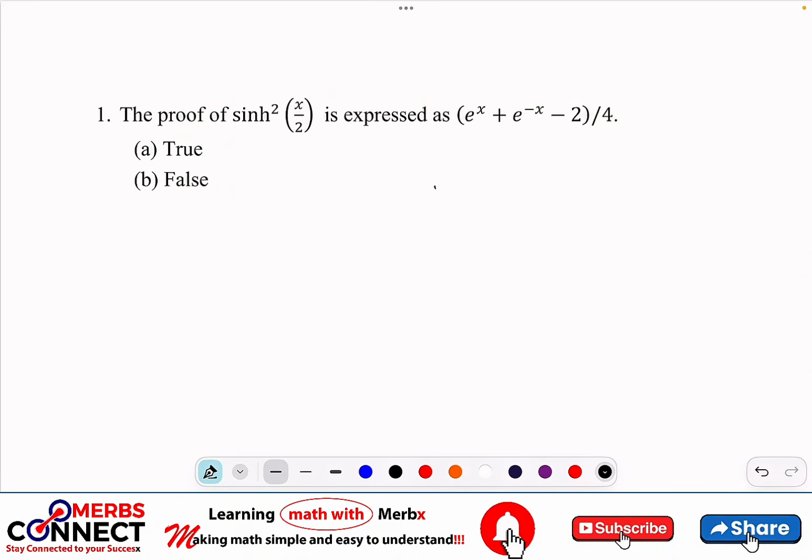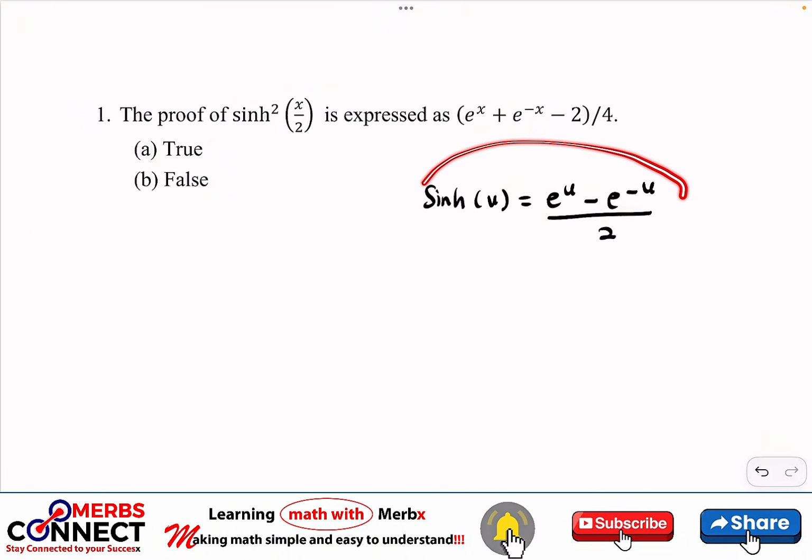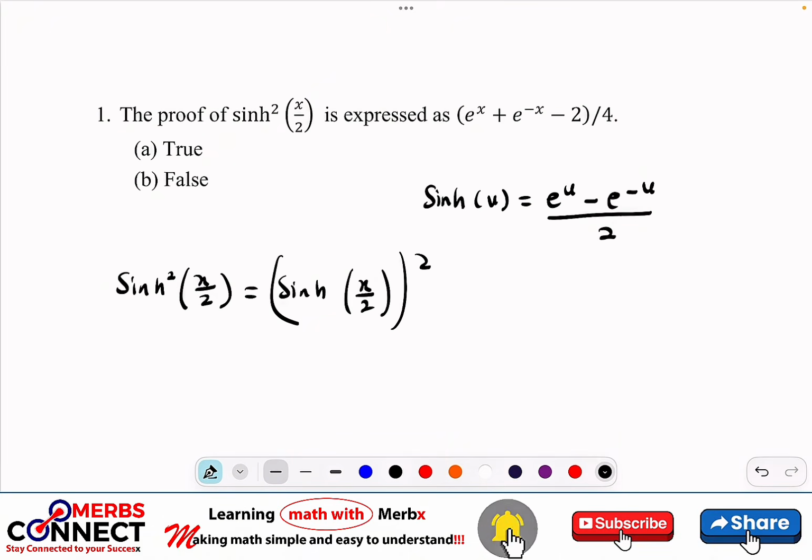So we know that the hyperbolic function of sine, of, let's say, x, or let me use u, is equal to e to the power u minus e to the power minus u divided by 2. So this is the hyperbolic function, right? You can use x here, x here, x here. It's also the same thing, right? Then because I want to form this, remember that the hyperbolic function of sine of x over 2, all squared, is the same as the hyperbolic function of x over 2 all squared, right?